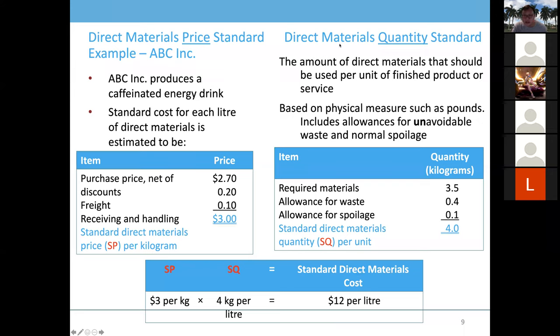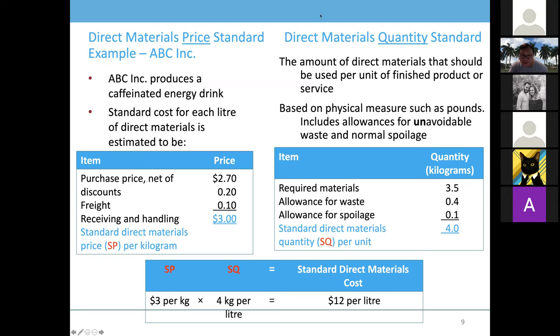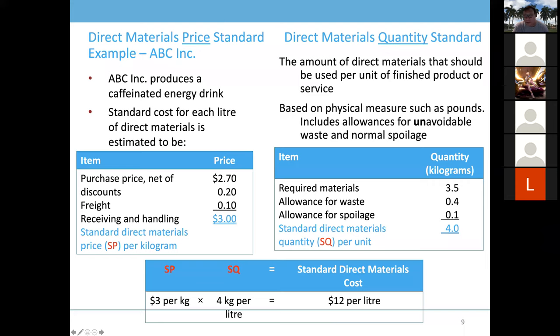Okay, is this clear? So you can see that the standard price and standard quantity are all planned, not actual.